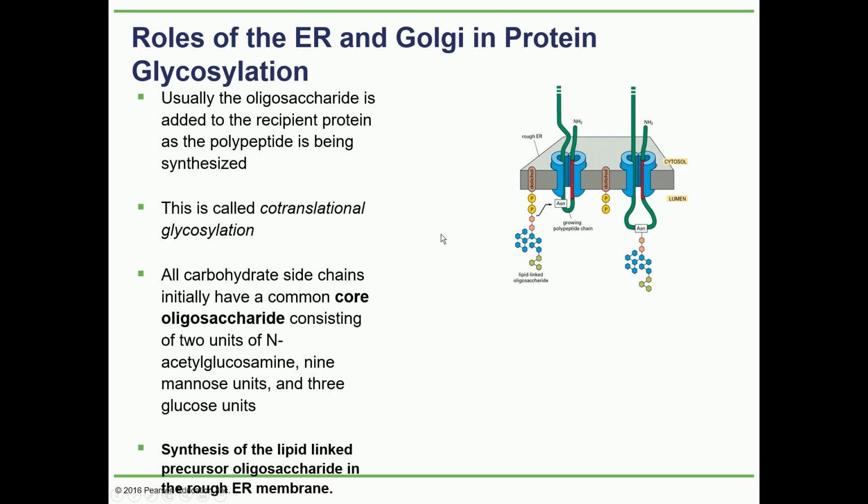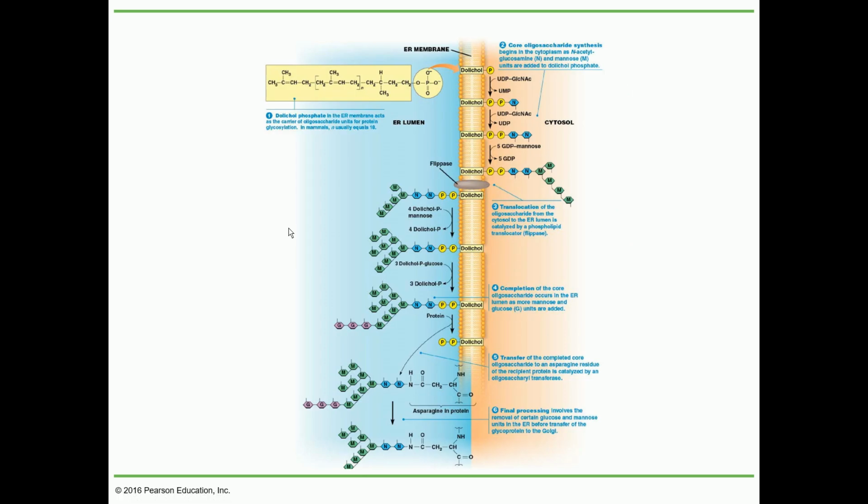Usually the oligosaccharide is added to the recipient protein as the polypeptide is being synthesized. This is being shown here. This is your polypeptide chain. This is the amino terminus, and this side is the C terminus. As it is being translated, this core oligosaccharide is attached to the protein. So this process is called co-translational glycosylation. This slide actually shows you exactly how this process of glycosylation takes place.